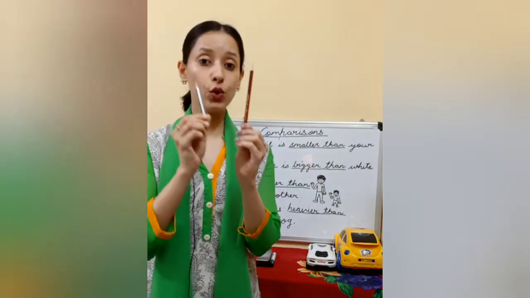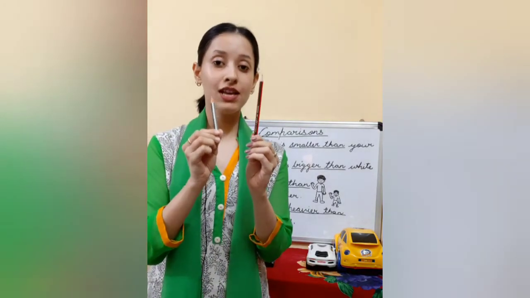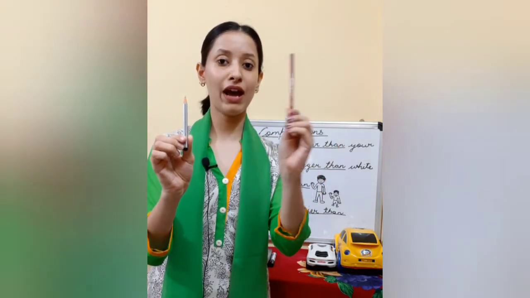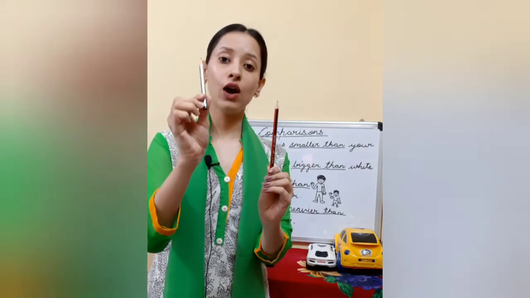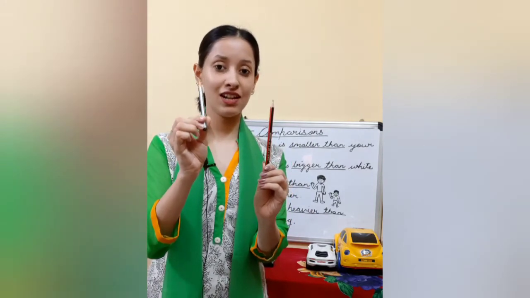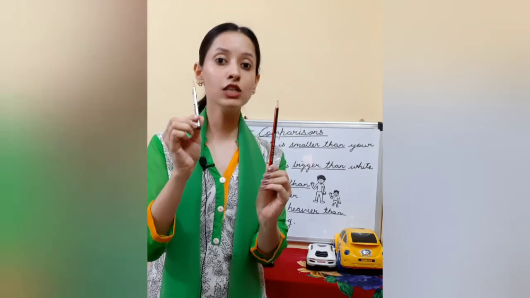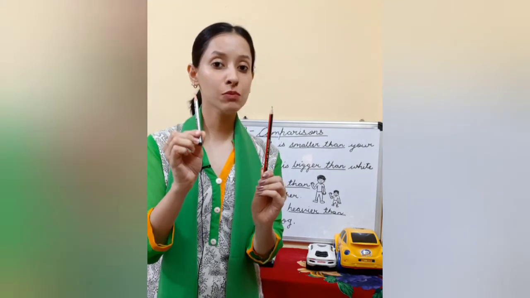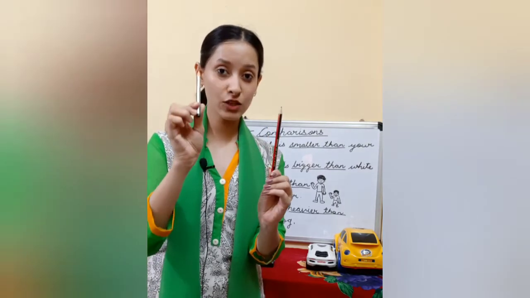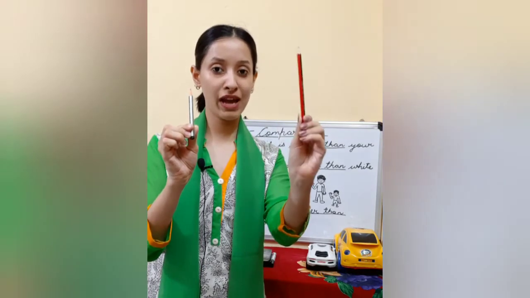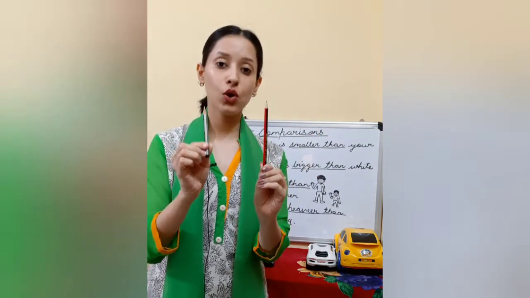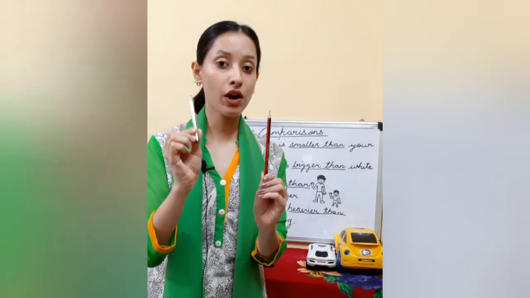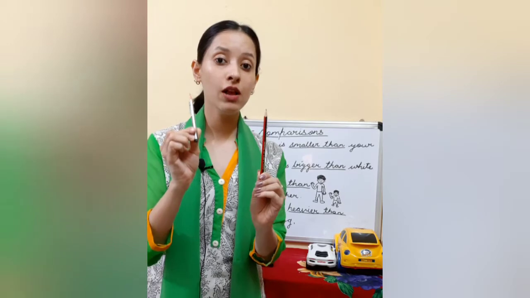I am having two pencils over here. Okay, suppose this pencil is owned by one girl and this pencil is owned by another girl. Now when I want to describe this pencil, I will say this is a small pencil. What kind of pencil? Small pencil, isn't it? And it is owned by one child and this one is owned by another child. So I have described this pencil as a small pencil.